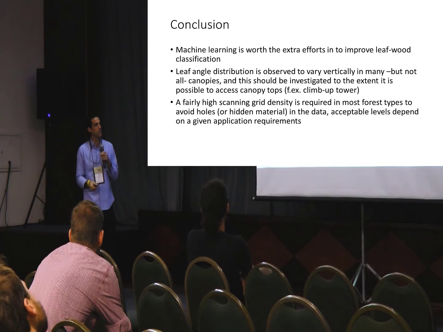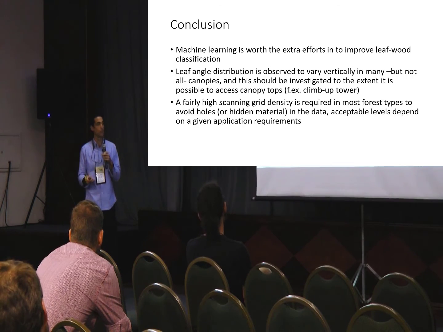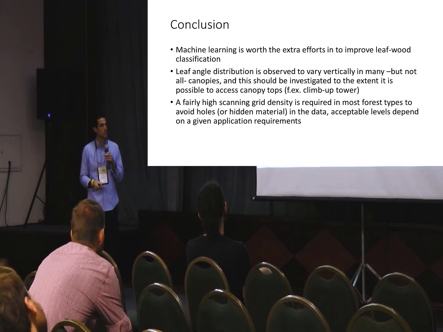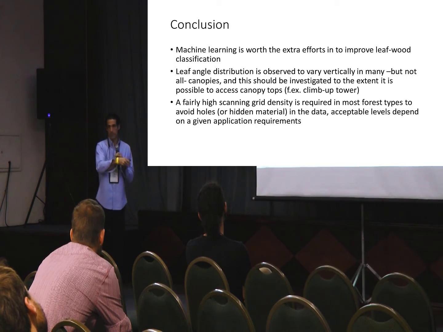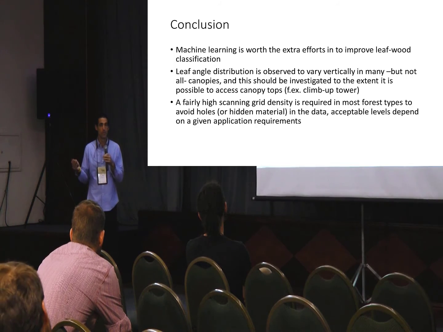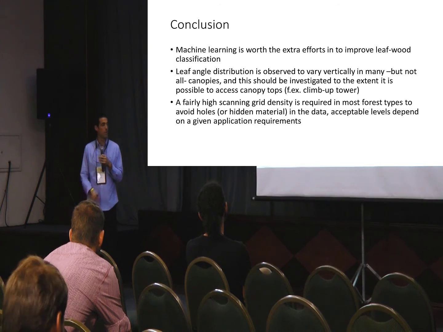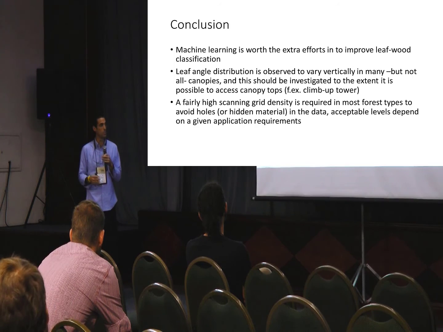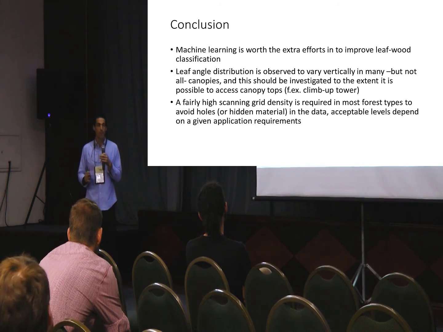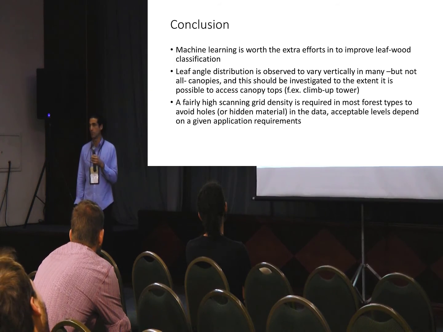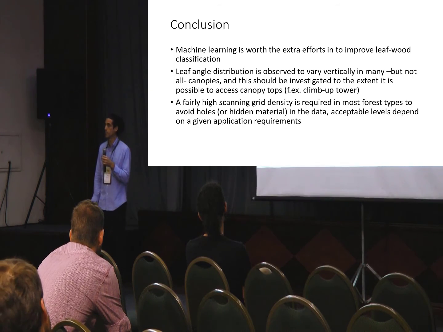And then a high scanning density is required for most forest types to avoid holes in the data when we're mapping like this. But of course it depends on the application requirements. If 10% holes in the data is acceptable, then I would say 10 meters between scanning positions will get you roughly 15% of occluded areas. So 15% holes in the roof.